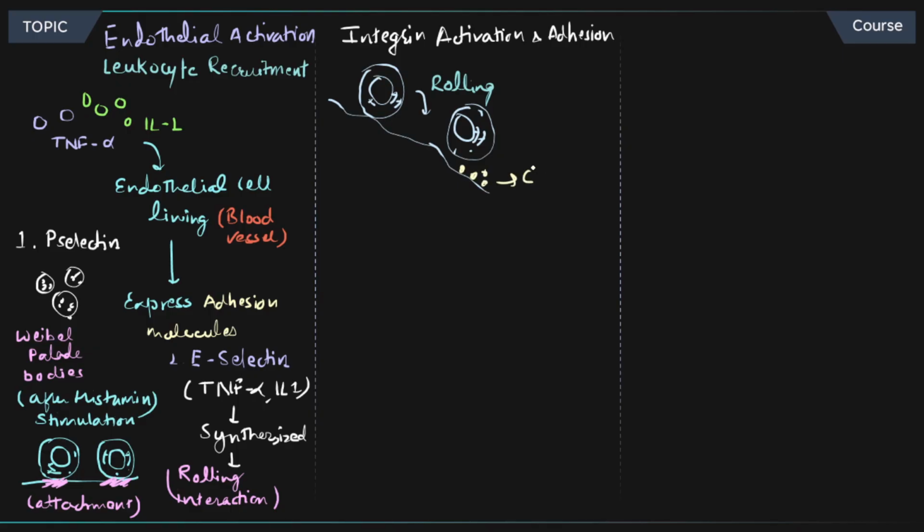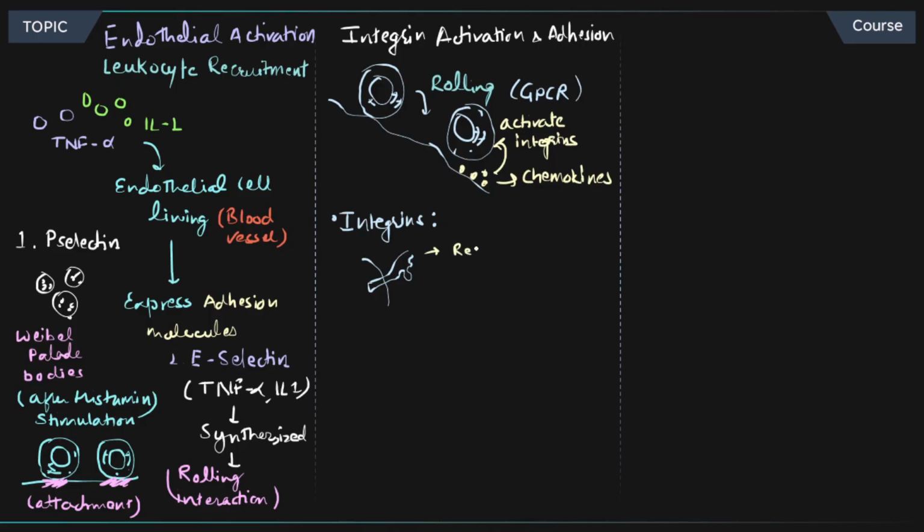So these yellow colored dots are chemokines. Now what these chemokines will do is activate the integrins that are present right over here. They activate the integrins through GPCRs, G protein coupled receptors. Now, what are integrins? Integrins are nothing but surface receptors. Let me show with the illustration. Just imagine this line is the surface, and on the surface you have receptors like that.